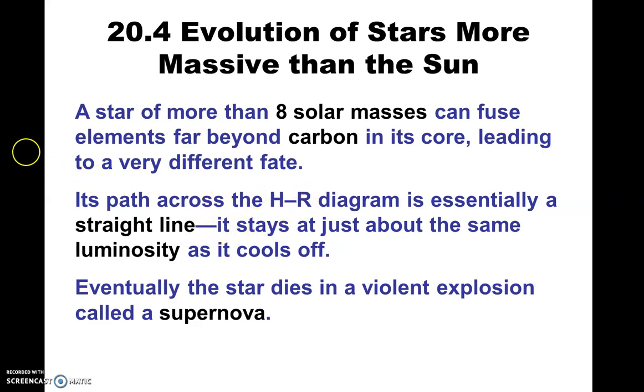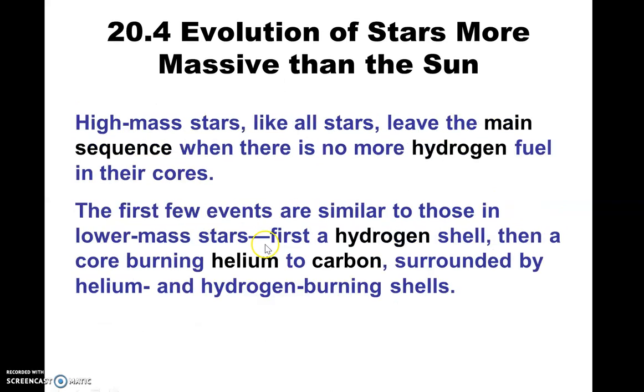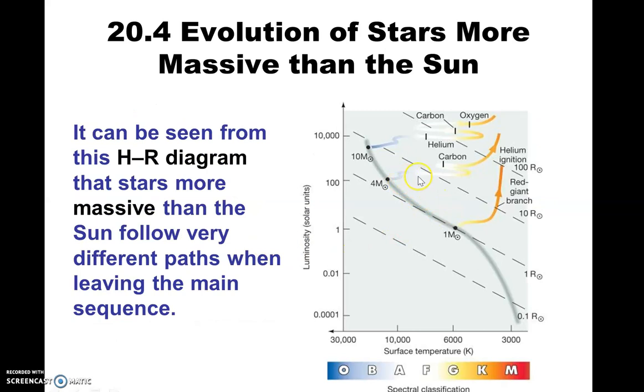Anyhow, notice what happens, and we're going to see this in just a second. Its path across the HR diagram is essentially a straight line. It stays at just about the same luminosity. That's what we called before, very similar to the horizontal branch. So the luminosity stays the same, and here, let's look at this HR diagram. The luminosity will stay more or less the same, and then it'll cool down. It's cooling down because it's expanding.